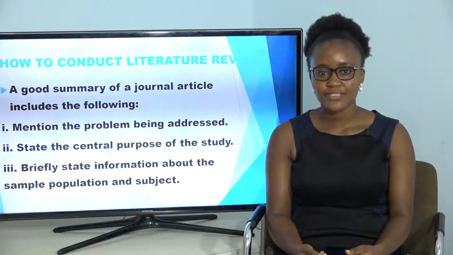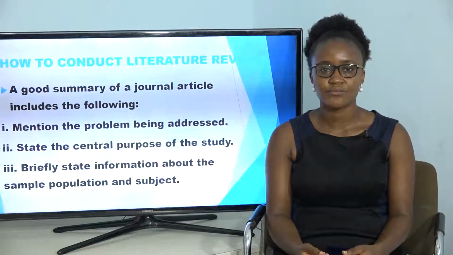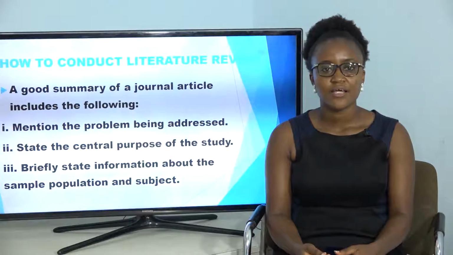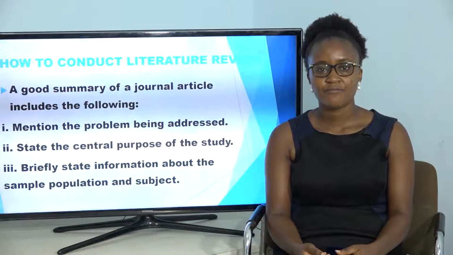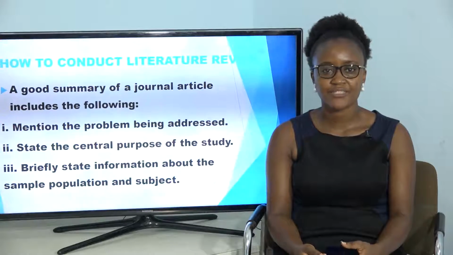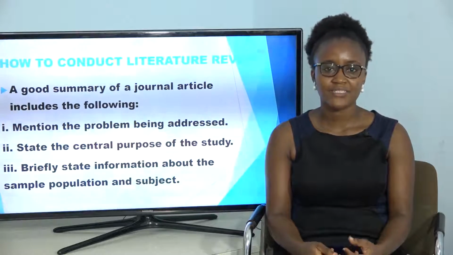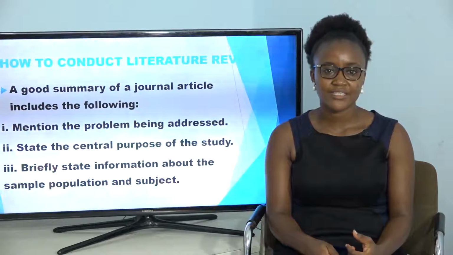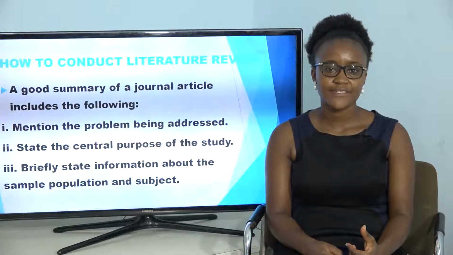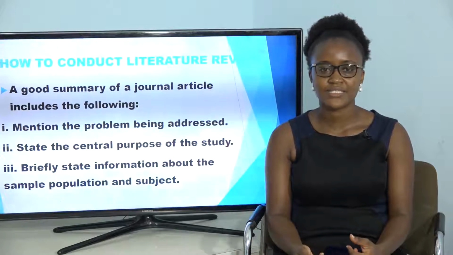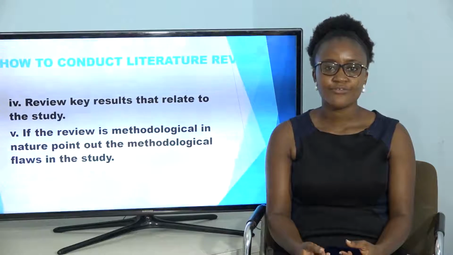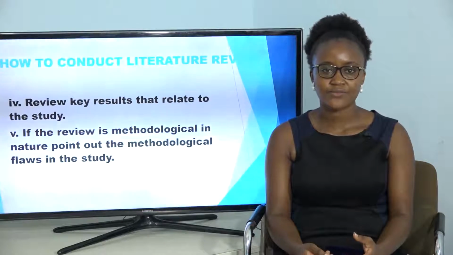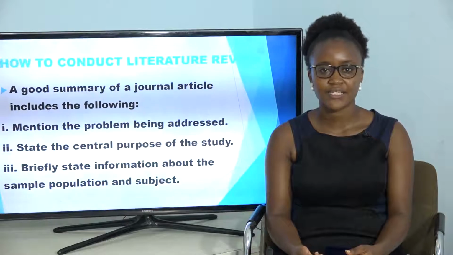So a good summary of a journal article will include the following. If you want to know that you have really made a good summary of a journal article, then you should have mentioned the problem being addressed. You state the central purpose of the study, and you briefly state information about the sample population and subject. Then you review the key results that relate to the study. If the review is methodological in nature, you point out the methodological flaws in the study.